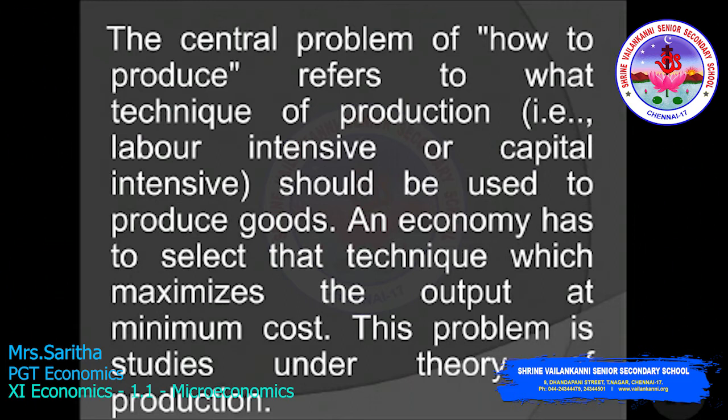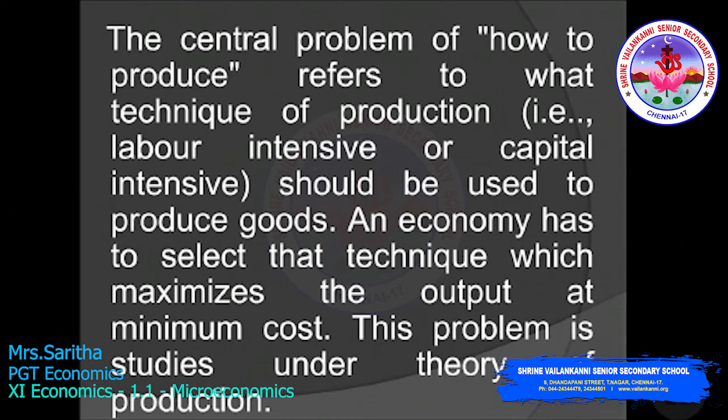How to produce refers to what technique of production, that is labor intensive or capital intensive, should be used to produce goods. An economy has to select those techniques which maximize the output at minimum cost. This problem is studied under theory of production. So, the second problem refers to selection of techniques used for production of goods and services. Generally, techniques are classified as labor-intensive techniques and capital-intensive techniques.